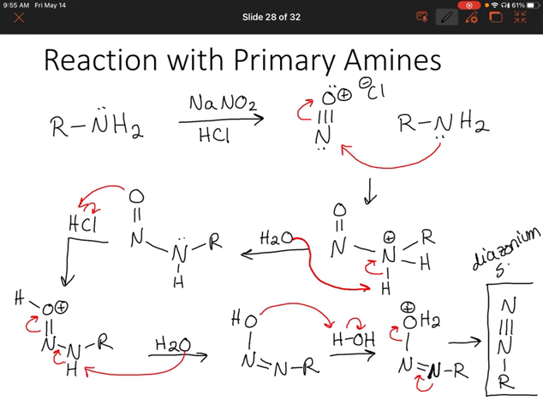I should have left myself a little more room. It's hard to fit everything onto one slide sometimes. The nitrogen in the middle will be positively charged since it is bonded to 4 different things, and the nitrogen on top will be neutral.